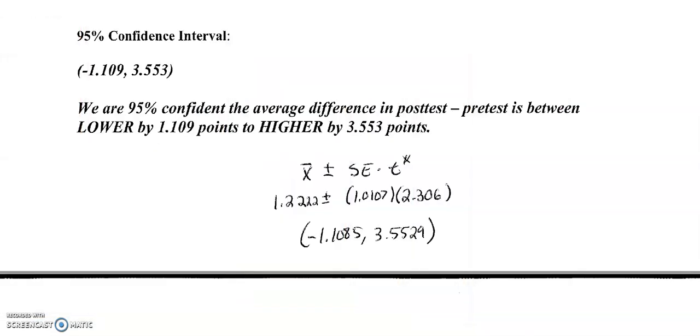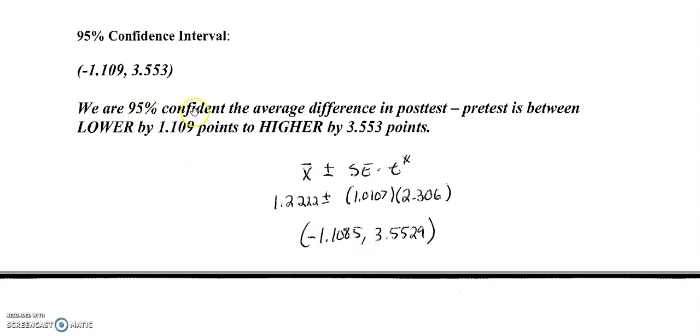And now remember, we're comparing post-test minus pre-test. So how did the score change? It could have gone down by a point, or it could have gone up by 3.55 points. Now, if both numbers were positive, that means that going to the workshop worked. If both numbers were negative, actually your score went down by going to the workshop. But because it went down and up, we can't say for sure that it works.